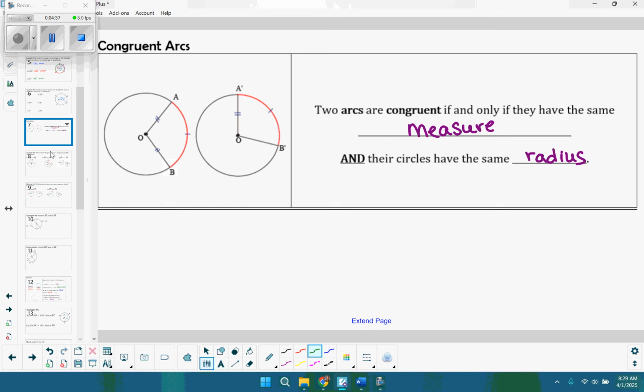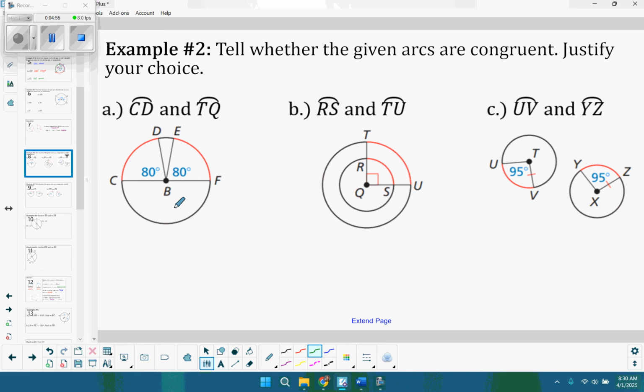Congruent arcs. Two arcs are congruent if and only if they have the same measure and their circles have the same radius. Arcs can be equal when they have the same measures, but they are congruent, remember our geometric property, when they have the same measure and the circles have the same radius. So for example, if I want to talk about arc CD and arc EF, which they should say EF.